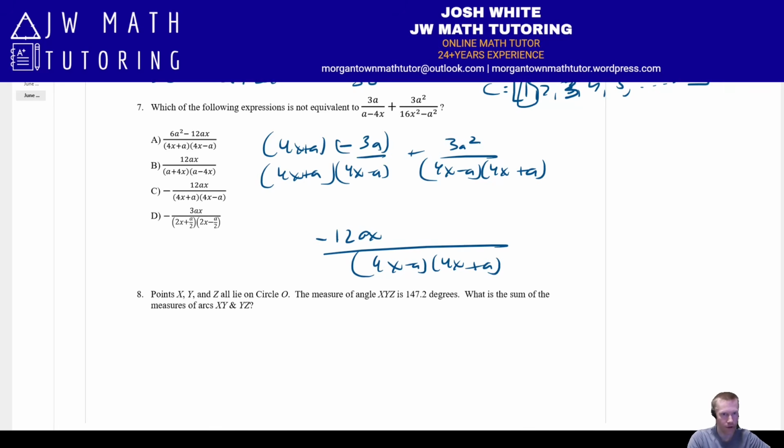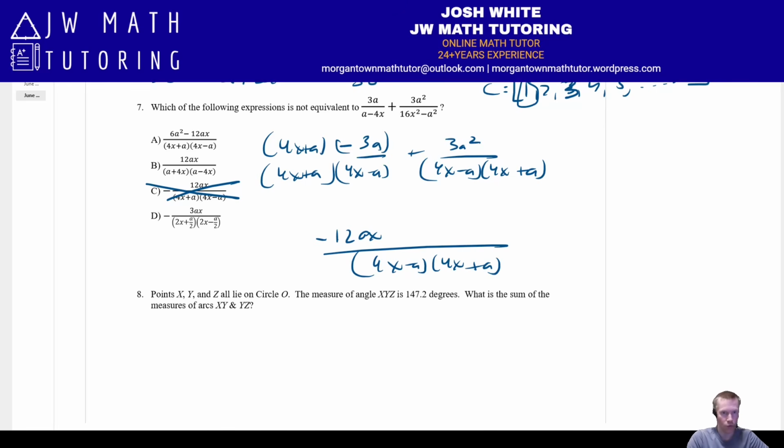All right, so first of all, notice this is answer choice C, right? We've got a 12ax, it's negative, 4x plus a, 4x minus a on the bottom. All right, so that one's out. Technically it's going to be A, that is the one that's not equivalent. B and D are equivalent, and here's how you get them.